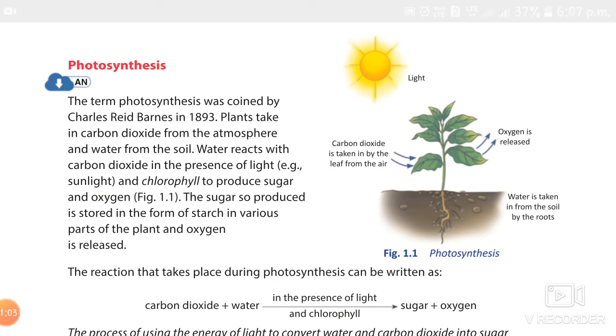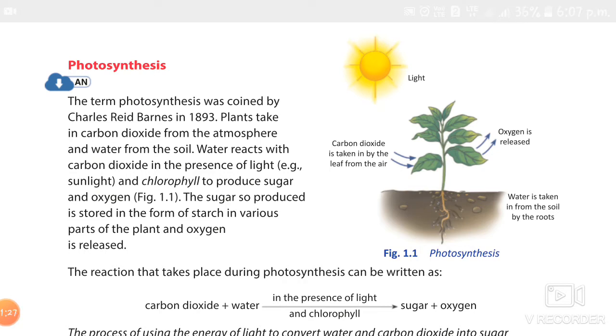What is autotrophic nutrition? The mode of nutrition in which an organism makes its own food is called autotrophic nutrition. The examples of autotrophic nutrition are green plants. The plants prepare food by themselves by the process of photosynthesis.